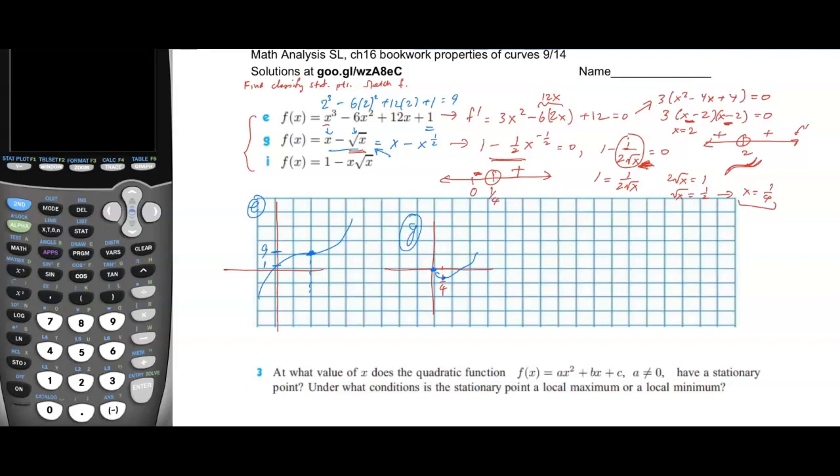Okay, and finally, let's do I. I'm sorry, for I, we'll do it down here. And I is a function which is equal to 1 minus x to the 3/2. I rewrote this as x to the first times x to the 1/2, that is x to the 3/2. I'm going to take the derivative so that I can find the stationary points.